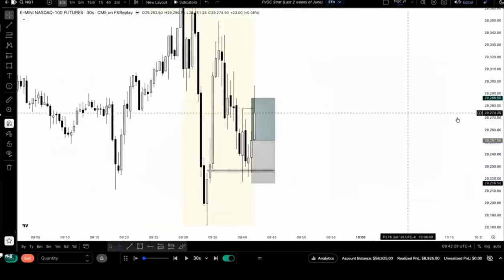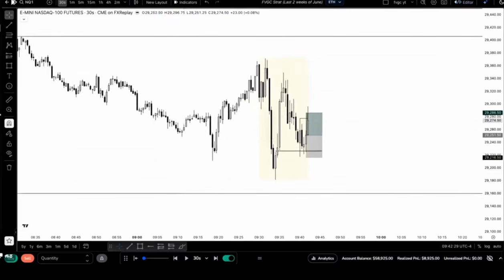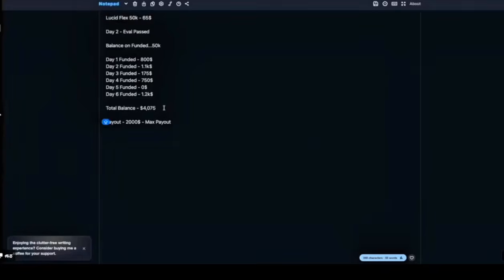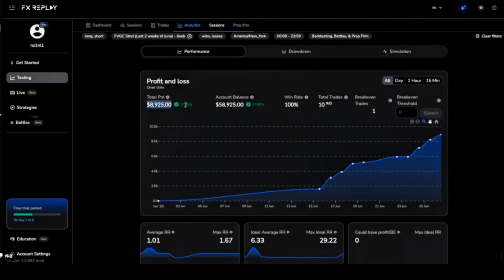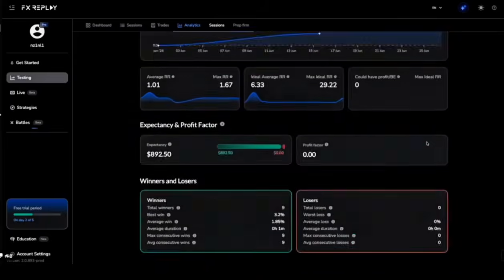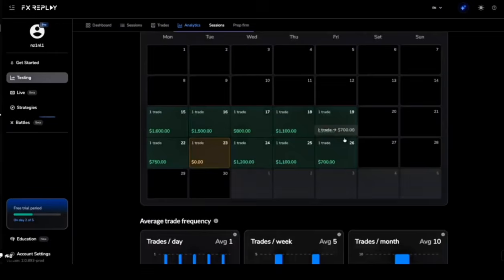So there we go. This was the last 2 weeks of June, and if we were to add this to the eval, we'd be up even more. But for the Lucid Flex eval, we passed it in 2 days. We got a payout in our first 6 days on the funded. We got a max payout of 2K, and yeah, now let's look at the stats. So up 8K in the last 2 weeks, 100% win rate and 1 break-even trade. Very good looking 2 weeks, beautiful to see.